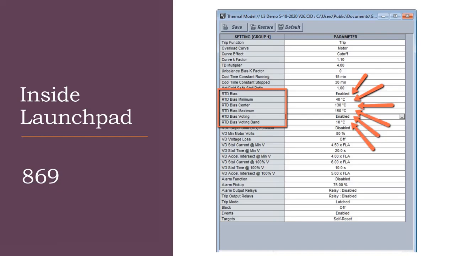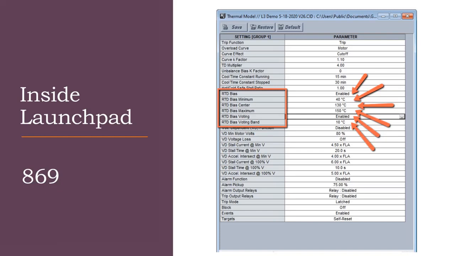So the RTD bias voting requires that both RTDs show a similar temperature so that the open RTD condition does not cause a nuisance trip. Because remember, what we're trying to do here is, this is an art. It's the art of relay protection. And I believe that's why Lewis Blackburn entitled his book, The Art of Modern Relay Protection.